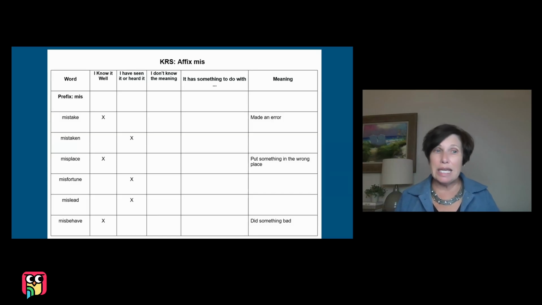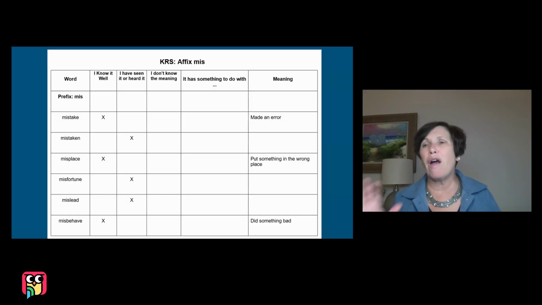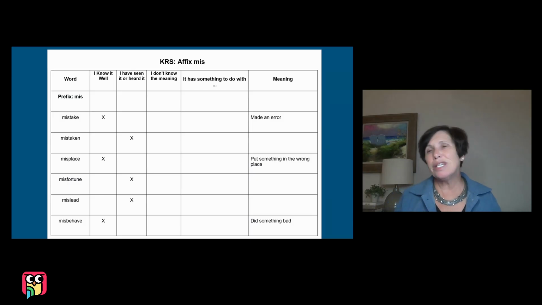So here's mistake, mistaken, misplace, misfortune, mislead, and misbehave. And again, then what Julia can do is she can look at each of these words and decide. So for example, she knows what the word mistake means, to make an error. But when we added that irregular en to the end for mistaken, and we changed the part of speech, Julia at that point had seen it. Oh, I was mistaken about that, but she no longer knew the meaning of that word. So again, we can go back, talk a little bit more about the roots, and then apply from there.